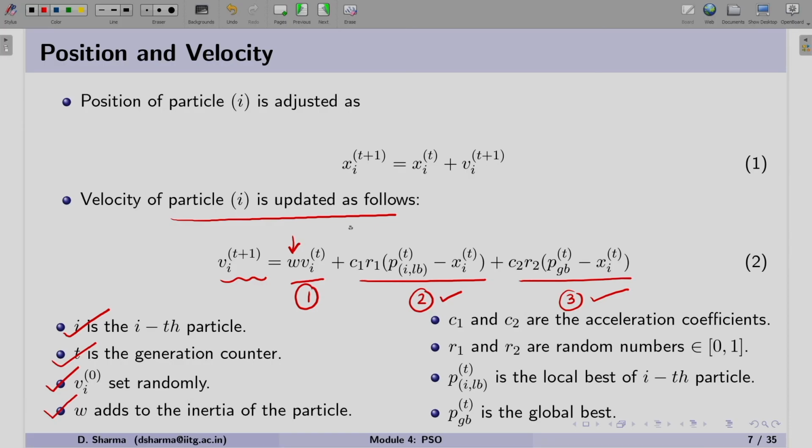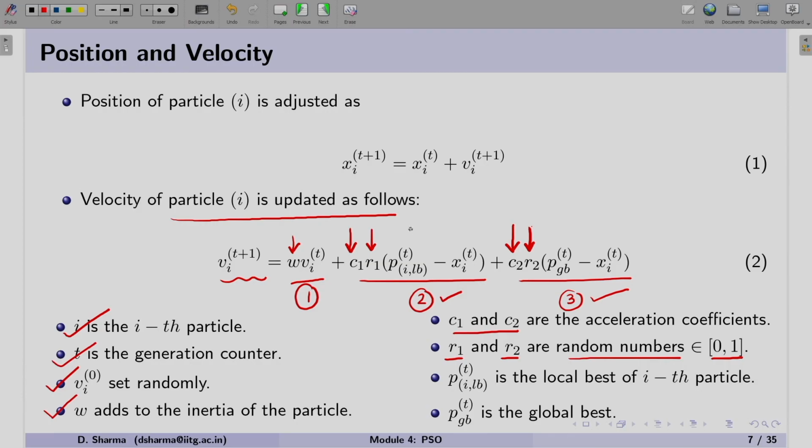Then there are 2 terms, as you can see in equation number 1 and equation number 2, C1 and C2. These 2 C1 and C2 are called acceleration coefficients. Along with this we have R1 and R2 in the 2 components of the velocity in equation number 2. These R1 and R2 are called random numbers which will be lying between 0 and 1.